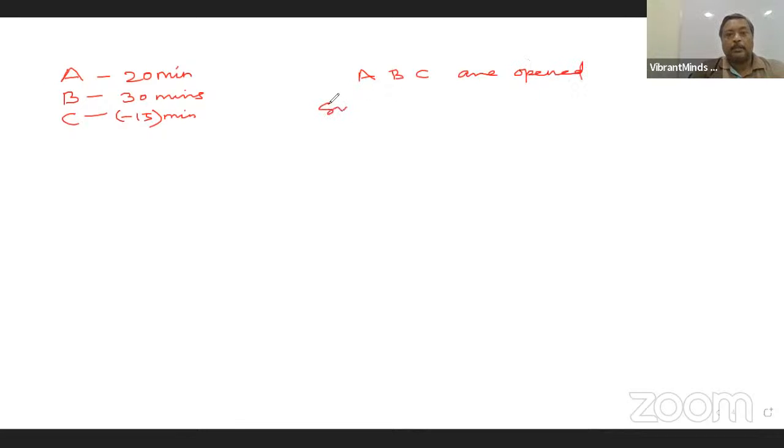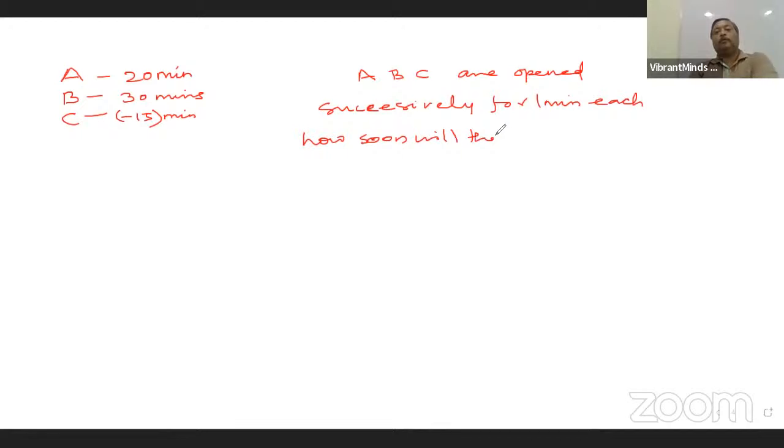We have 3 pipes, A, B, C. Now, A and B are filling pipes, so they take 20 minutes and 30 minutes. And pipe C can empty it in 15 minutes. Now, the question says, A, B, C are opened successively for 1 minute each. How soon will the tank be filled? Now understand.